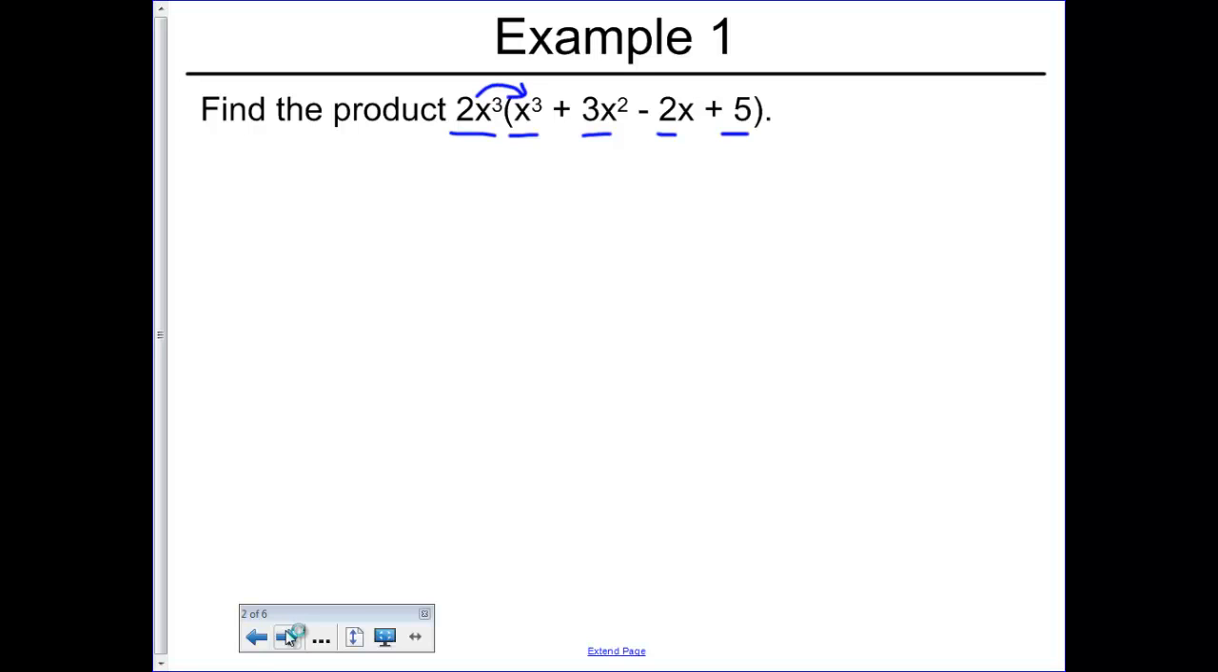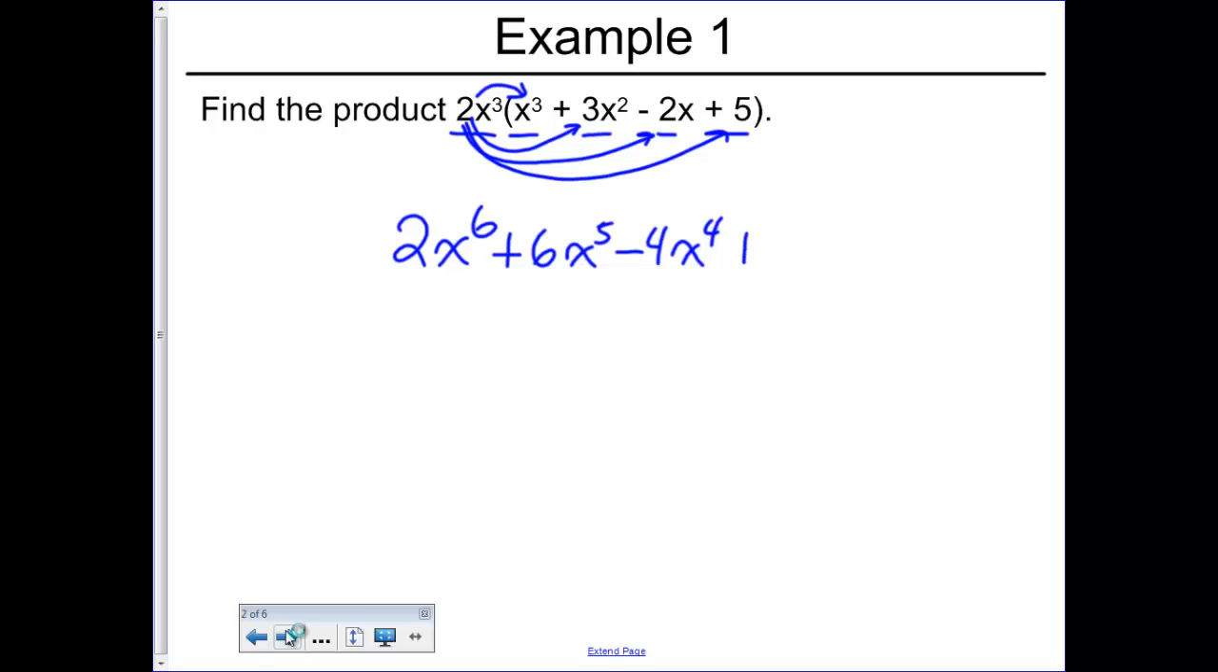So 2x cubed times x cubed gives you 2x to the 6th power. X cubed times x cubed is x to the 3 plus 3. 2x cubed times 3x squared will give you a positive 6x to the 5th power. And 2x cubed times a negative 2x will give you a negative 4x to the 4th power. And 2x cubed times a positive 5 will give you a positive 10x cubed.